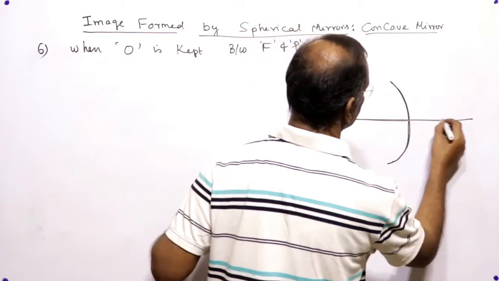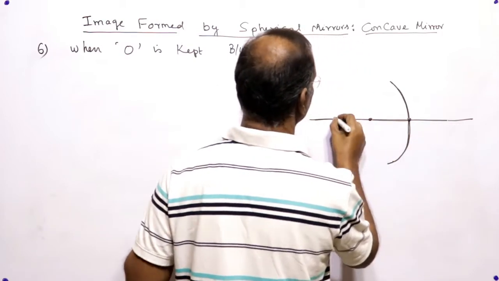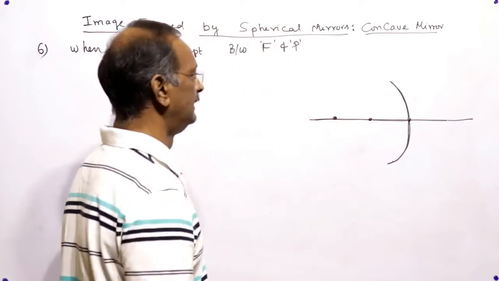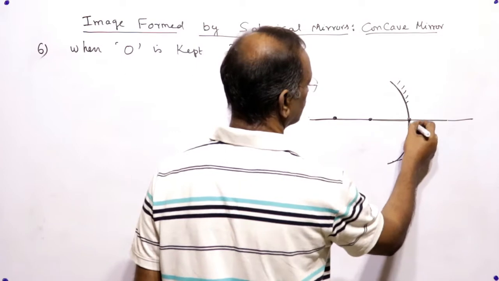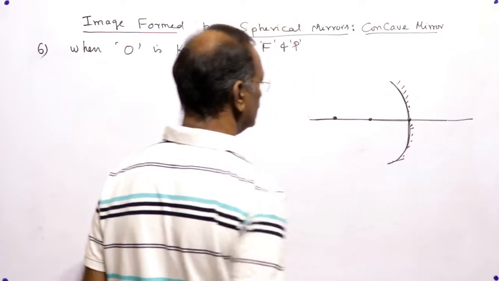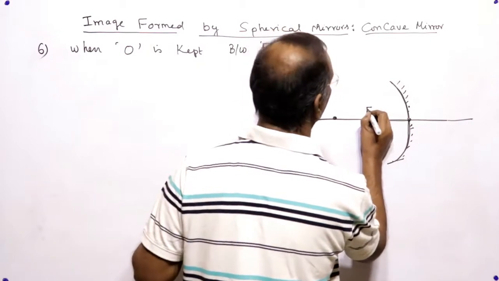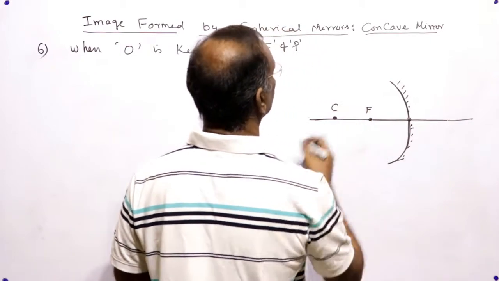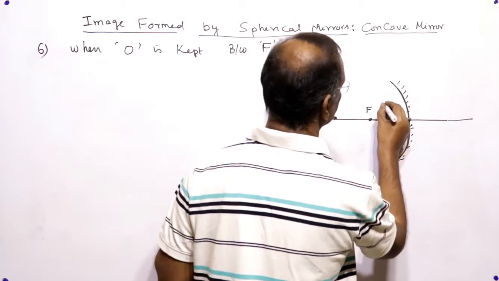Principal axis. This is the pole, this is the focal point, and this is the center of curvature. This is a concave mirror. Concave mirror, so we are keeping the object. This is the focus, this is the center of curvature, and we keep the object in between.